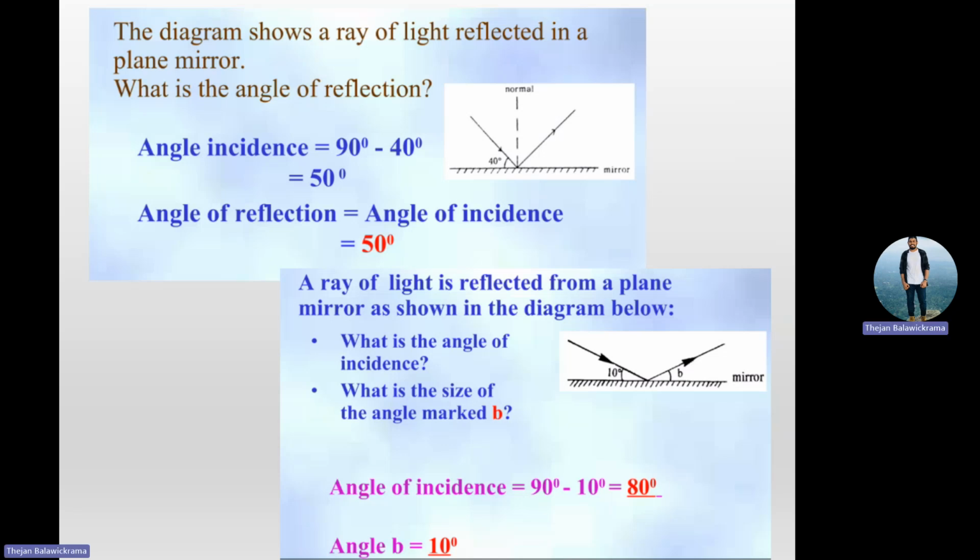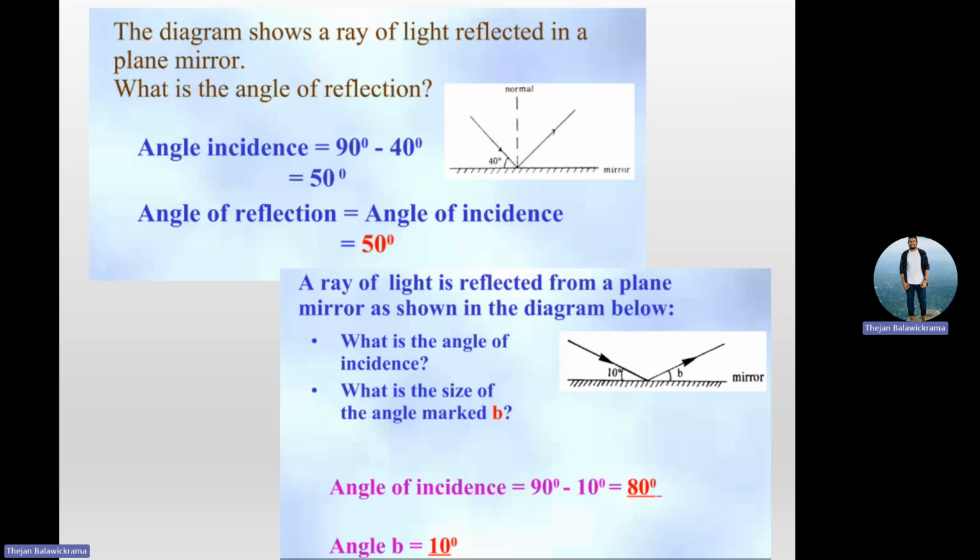So as this is the normal, this is your angle of incidence. The angle of incidence is 90 minus 40. According to the first law, the angle of reflection should be similar, so it should be 50.